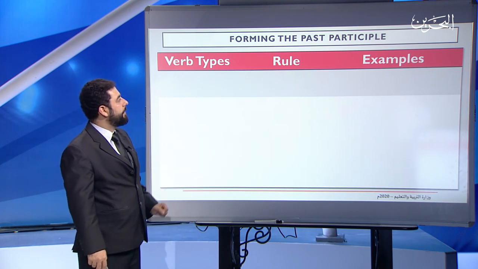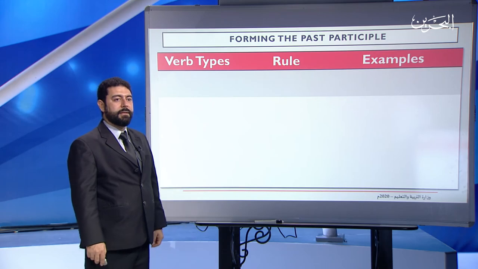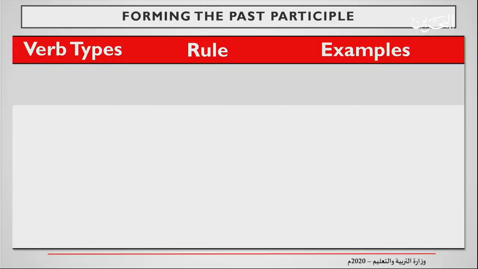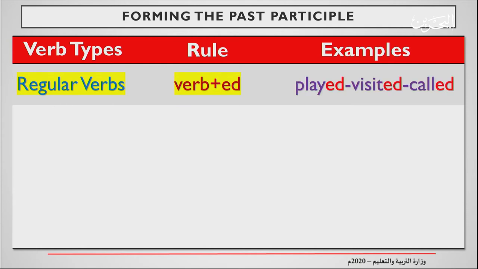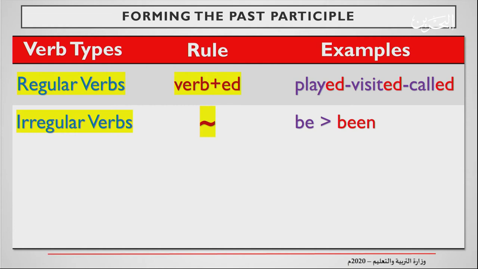So, forming the past participle. You see, past participle is very important in forming the past perfect. So, verb types. We have 2 categories. The first one is regular verbs, and the rule is simple. You have verb plus ed. For example, play, you just add ed to it and it becomes the past participle. Visit becomes visited. Call becomes called. And you have another category, which is irregular verbs, where there is no rule to it. So you say be, the past participle of be is been. You see, the whole verb changes.